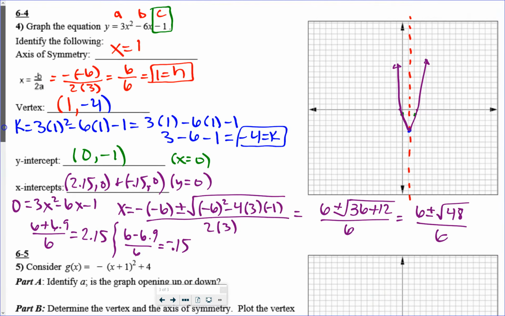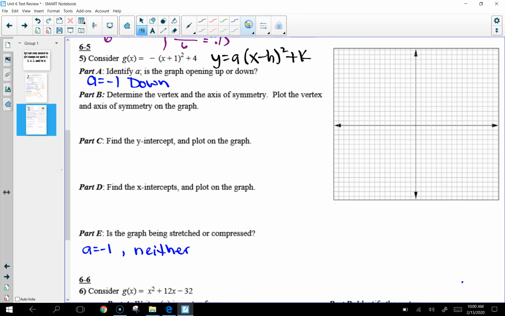Okay. Determine the vertex and the axis of symmetry and plot them. All right. Well, again, they gave me vertex form, so we like that. They gave me H and K. Here's my H. Here's my K. What do we always do with H? We change it. So instead of 1, it's -1. What do we always do with K? Keep the same. So our vertex is -1, 4, which means my axis of symmetry is x equals -1.